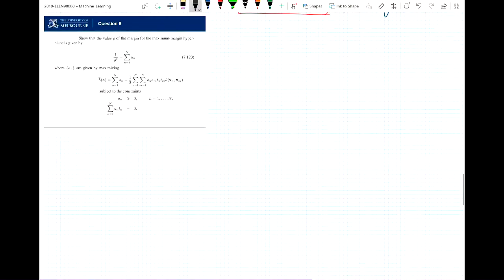First of all, we remember that the margin is defined as Tn Yn over the norm of w. I multiply with Tn to make it always positive, otherwise Yn can give a negative value. But when I multiply Tn with Yn, or y of xn to be more precise, that is how you define the margin. That's the margin's definition.